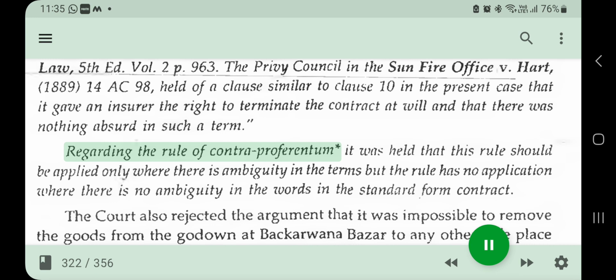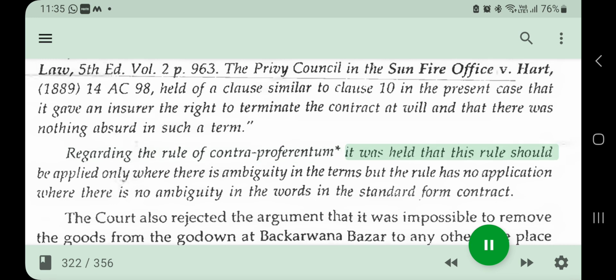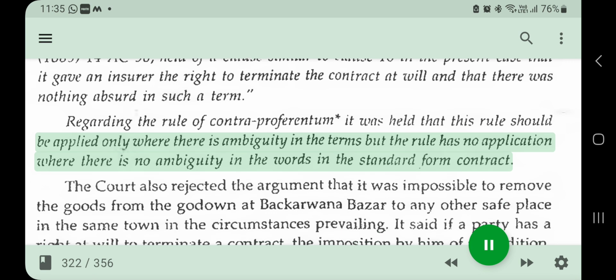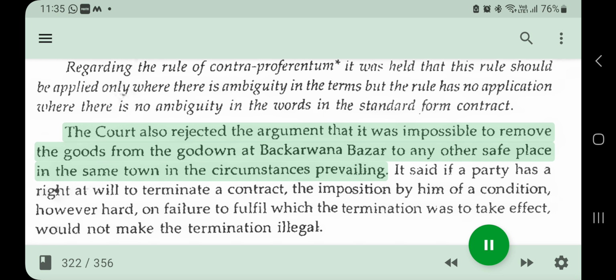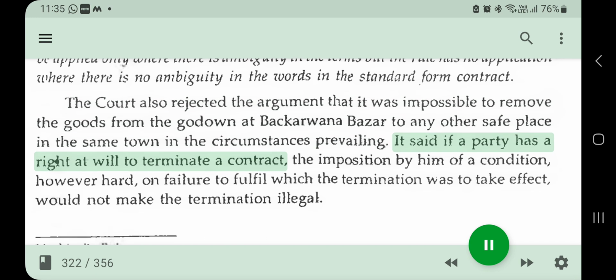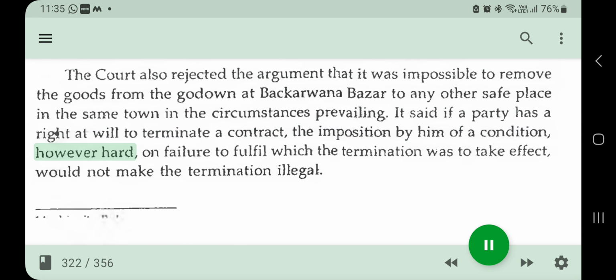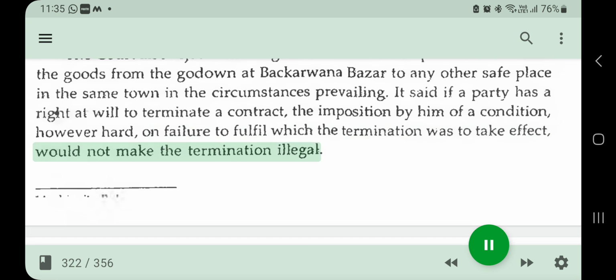Regarding the rule of contra proferentem, it was held that this rule should be applied only where there is ambiguity in the terms used. The rule has no application where there is no ambiguity in the words in the standard form contract. The court also rejected the argument that it was impossible to remove the goods from the go-down at Bakarwana Bazaar to any other safe place in the same town in the circumstances prevailing. It said if a party has a right at will to terminate a contract, the imposition by him of a condition, however hard, on failure to fulfill which the termination was to take effect, would not make the termination illegal.